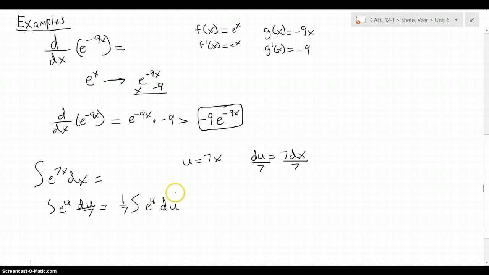Now, as stated prior, the integral of e to the u du, or rather e to the x dx, will always be equal to e to the x plus c. So in this case, our integral with our u substitution is equal to 1 over 7 times e to the u plus c. And because our u is equal to 7x, our final value for our integration will be 1 over 7 times e to the 7x plus c.